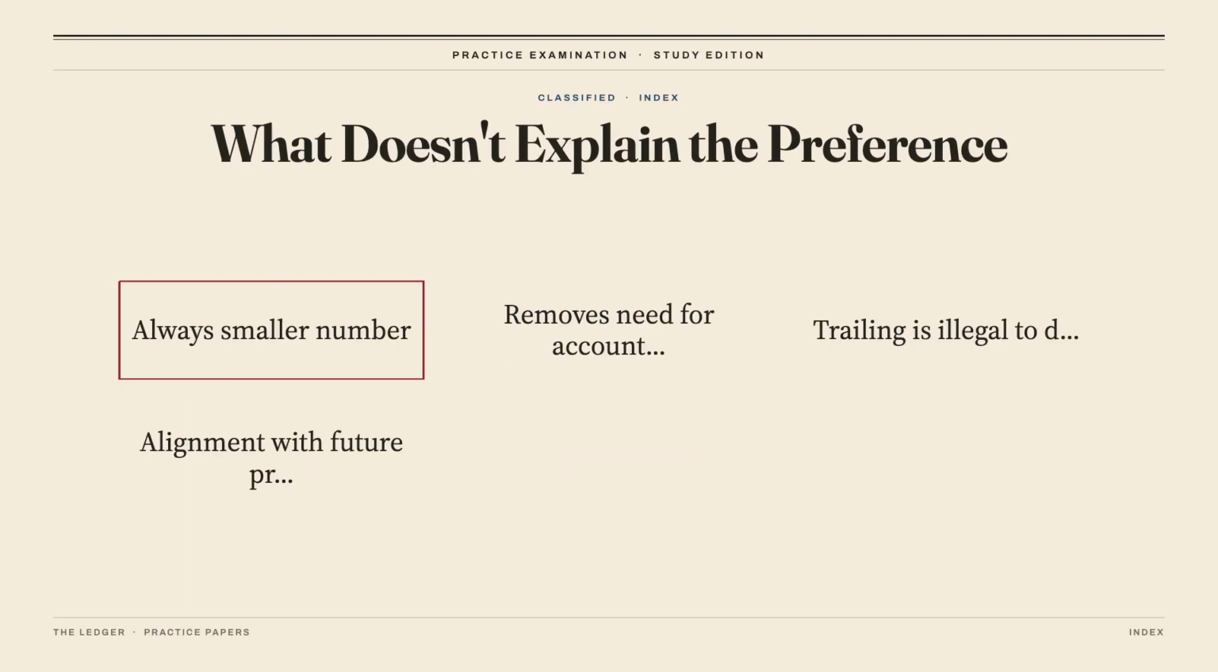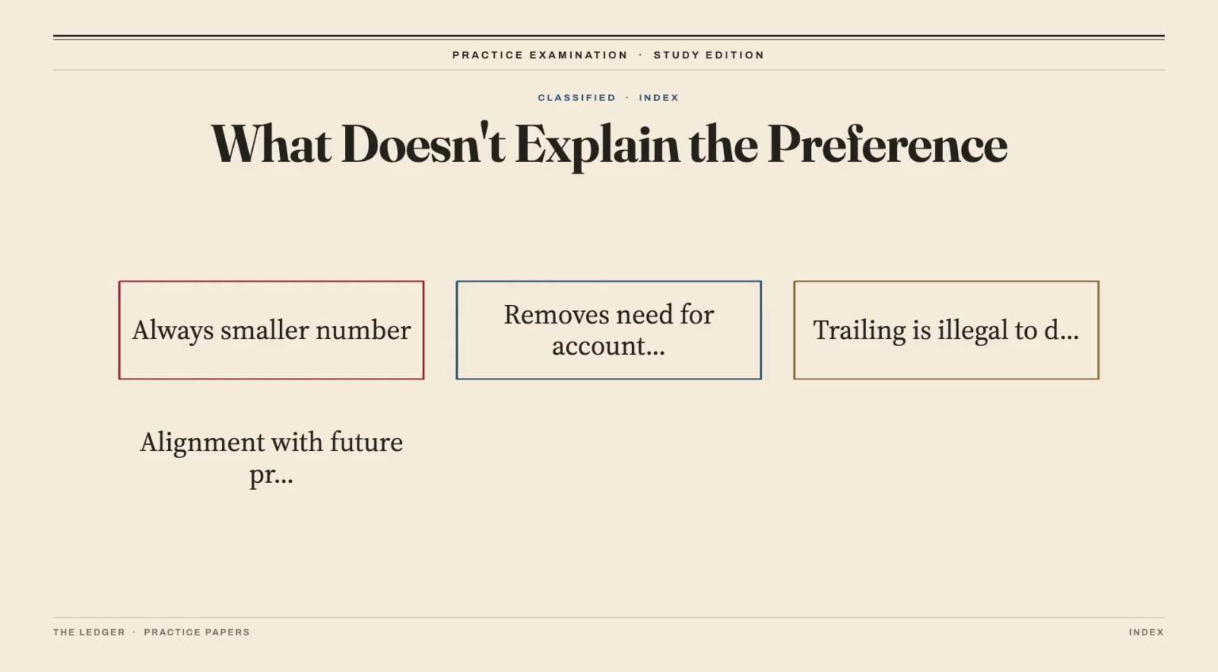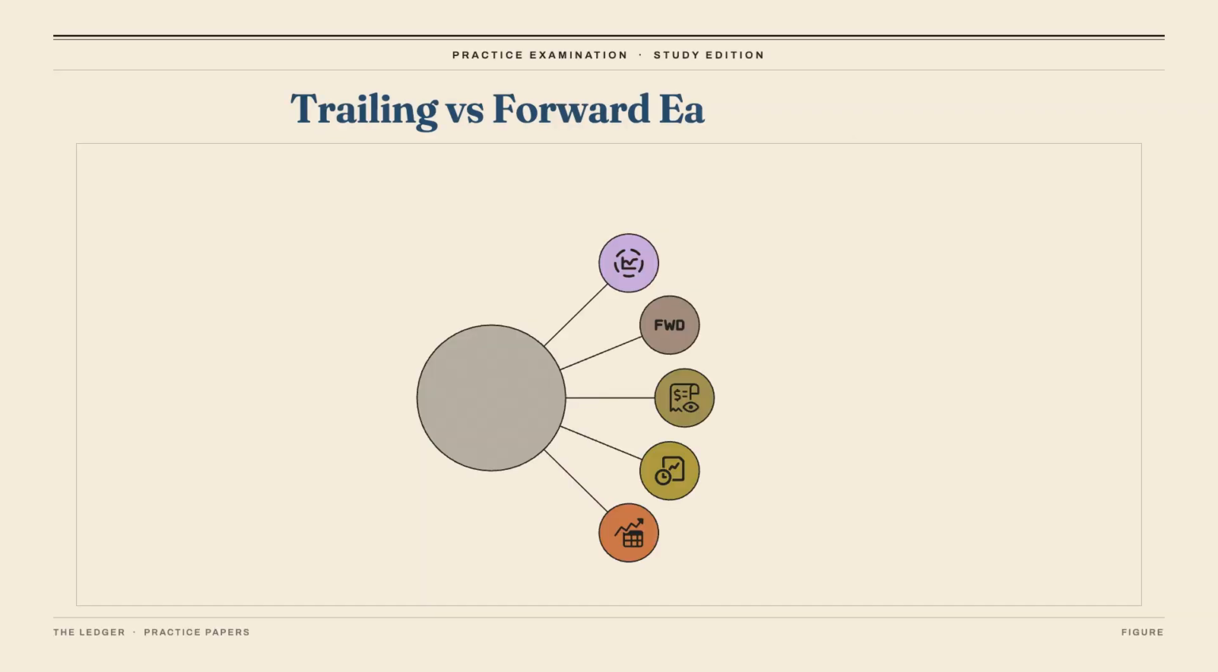Some tempting explanations are simply wrong. The forward multiple isn't preferred because it's always a smaller number, because it removes the need to check accounting quality, or because trailing multiples are somehow improper to disclose. The genuine reason is alignment with future-oriented price, nothing else.